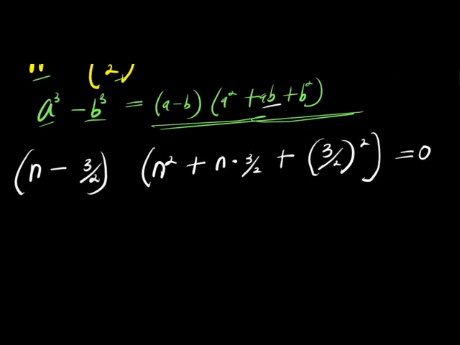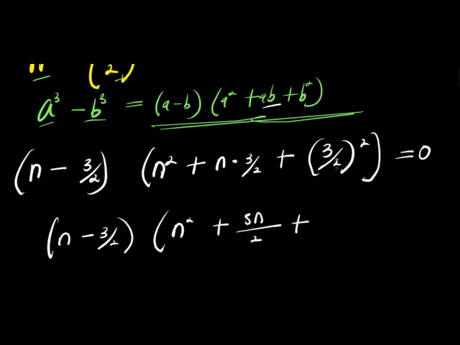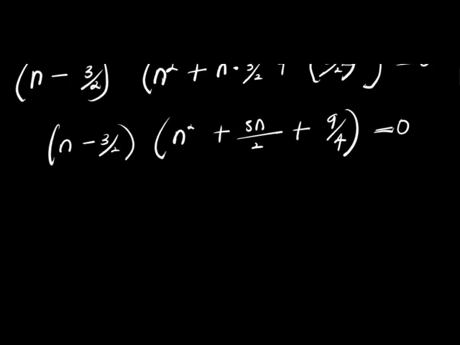So from here, what we are going to do is we have our n minus 3 divided by 2 times n squared plus n times 3, this is 3n divided by 2, plus 3 squared, that is 9 divided by 2 squared, that is 4. And this equals 0. So we actually raise each of these terms to the power of 2 here, 3 to the power of 2 and 2 to the power of 2. That's how we got the 9 over 4. Now, we have two distinct brackets, and they are equating to 0. So we equate each of these brackets to 0.